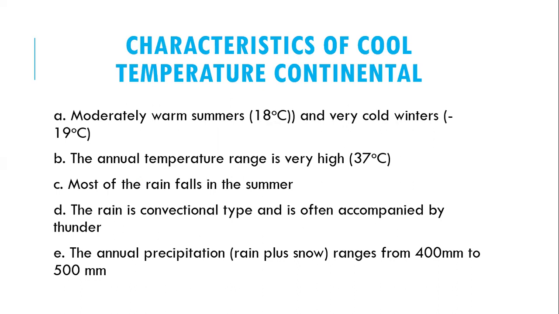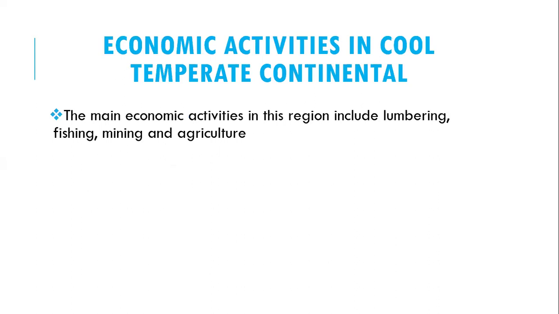Most of the rainfall is in the summer, and the rain is convectional and often accompanied by thunder. Also, the annual precipitation, the rain plus the snow, ranges from 400 mm to 500 mm. The main economic activities carried out within this cool temperate continental region include lumbering, fishing, mining, and agriculture.